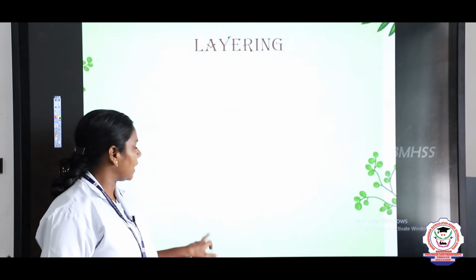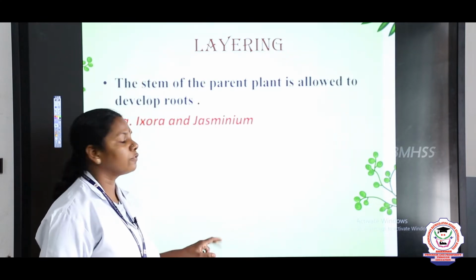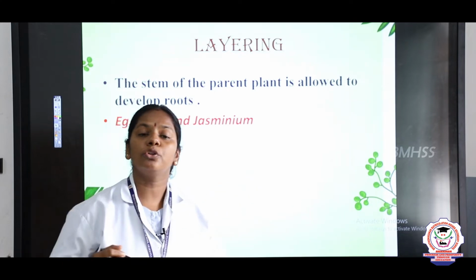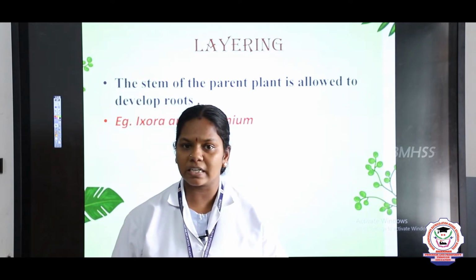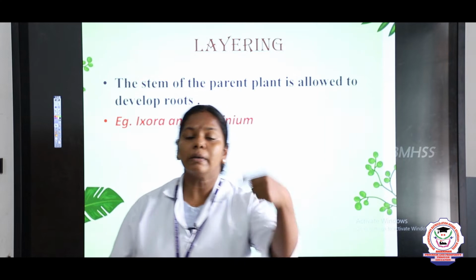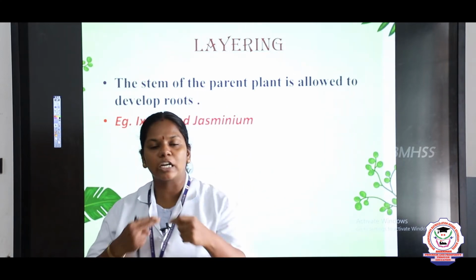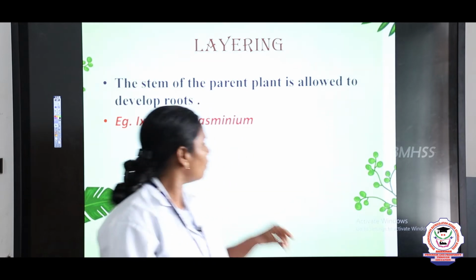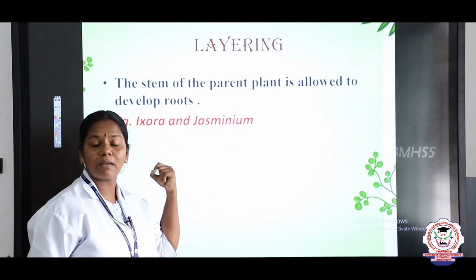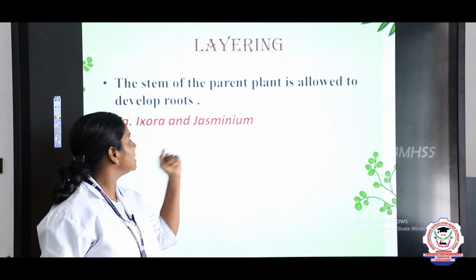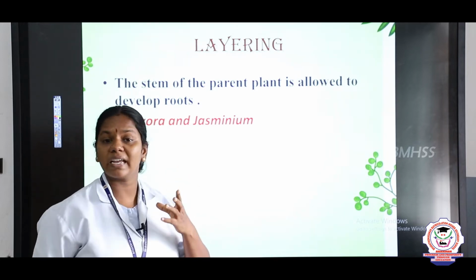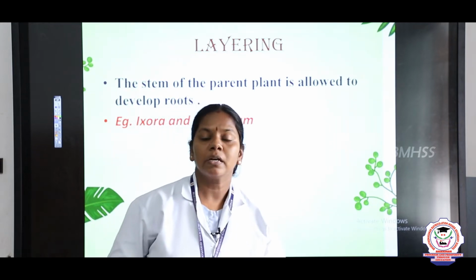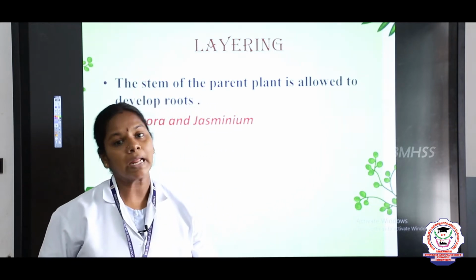So layering, what do you mean by layering, right? For example, the stem of the plant is allowed to produce roots, and later when the roots are formed, that portion is cut off from the parent plant and it is grown as a new plant. Now we can see, the main examples are Ixora and Jasminium. Ixora we say Itlipu, right? And Jasminium, jasmine. Jasmine, if we keep a stem, mostly they do it by layering.